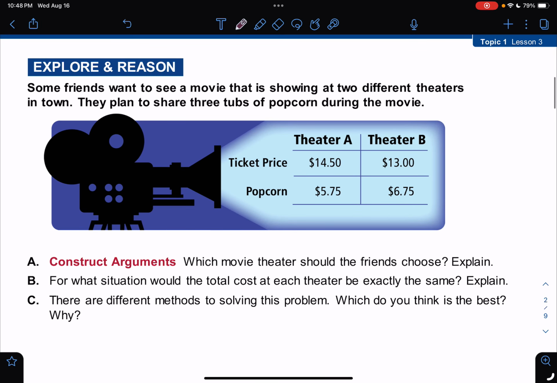We're going to get started with our lesson with the explore and reason. Some friends want to see a movie that's showing at two different theaters in town. They plan to share 3 tubs of popcorn during the movie. We're already told some important information. The amount they're giving us is the amount for 1 tub of popcorn, so we need to find the amount for 3.